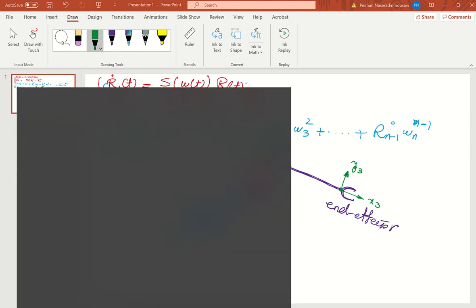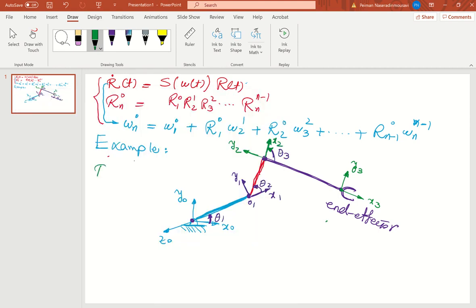So this is a planar robot. That's an example of whatever I have taught until today. I'm going to teach you the planar robot with 3 degrees of freedom. What are those? Theta 1, theta 2, and theta 3. We have 3 degrees of freedom on the planar robot. Okay, so my question is: calculate the end effector angular velocity with respect to the base.